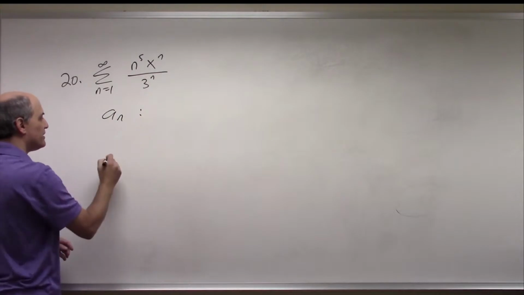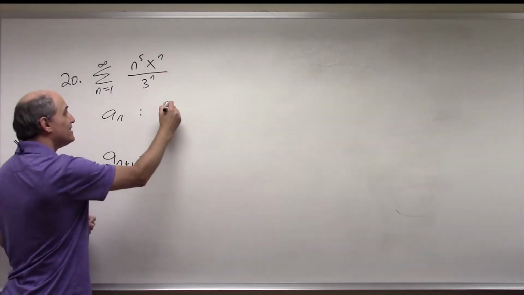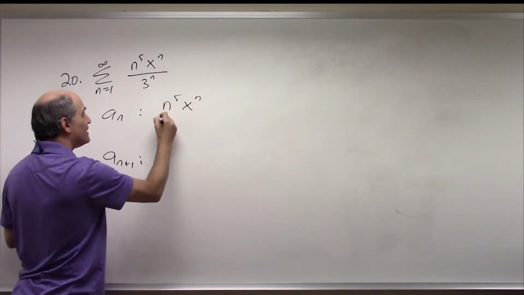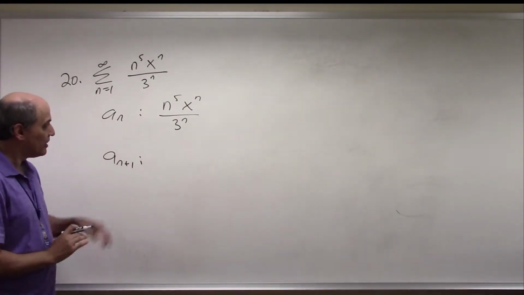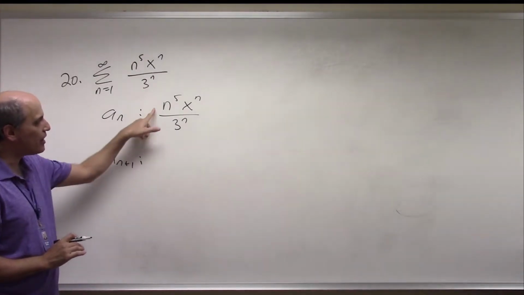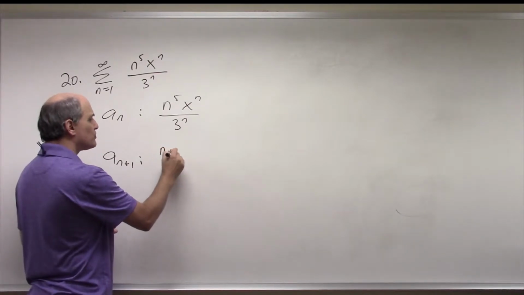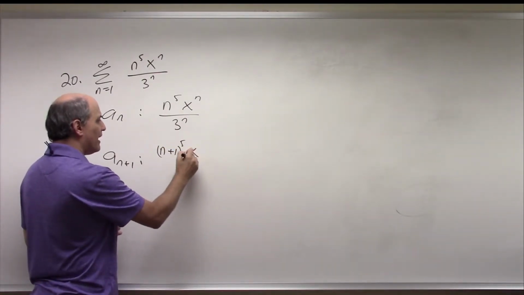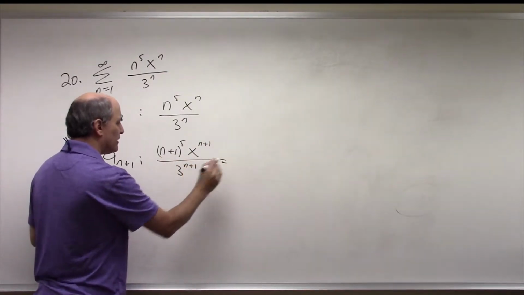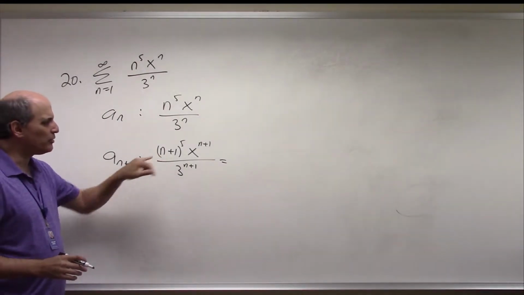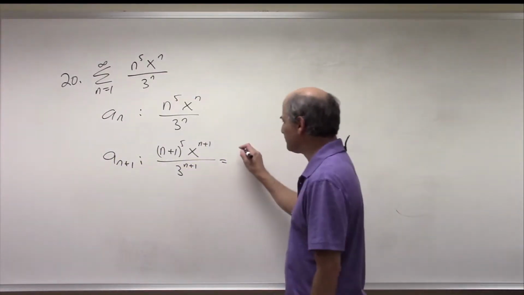We'll find a sub n and a sub n plus 1. A sub n is just n to the fifth power x to the n over 3 to the n. That is the exact expression they give us. To find a sub n plus 1, I replace every n with n plus 1. So I'll have n plus 1 to the fifth power, x to the n plus 1 over 3 to the n plus 1. I don't want to multiply out n plus 1 to the fifth power, so let's leave that as n plus 1 to the fifth power.